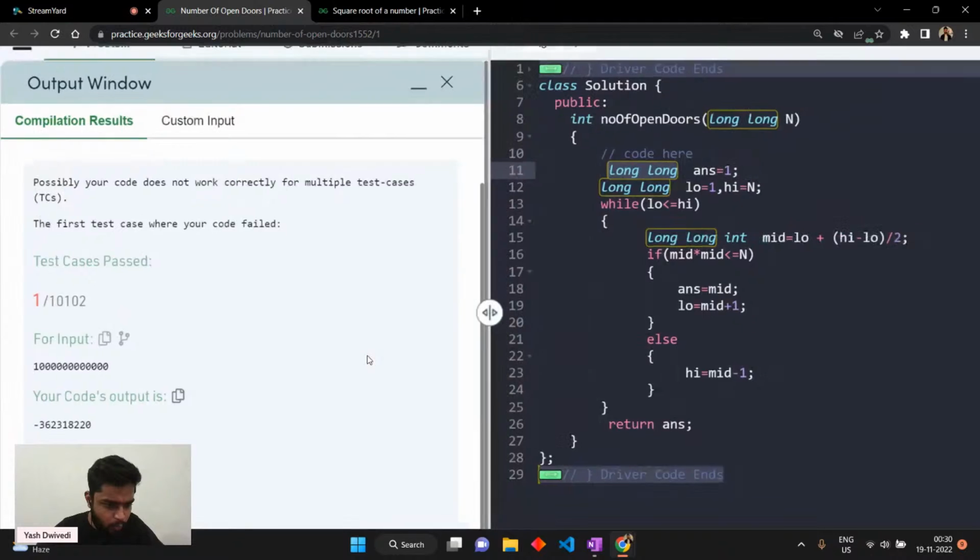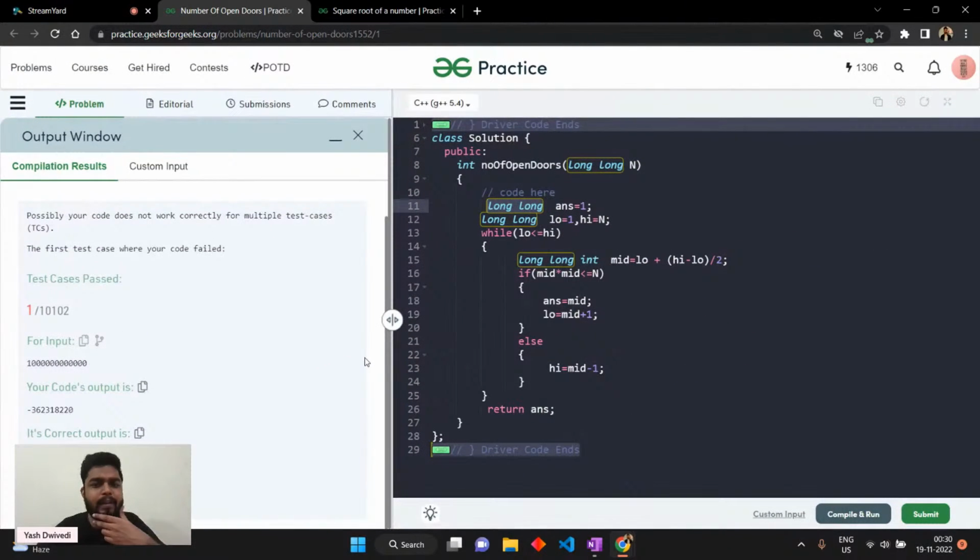Your code's output is this. Why am I getting this kind of an output? Okay, is it overflowing? It might happen that my mid might overflow, right? Because when I multiply mid to mid, then it might overflow also, right?